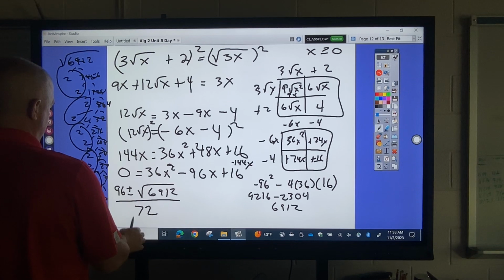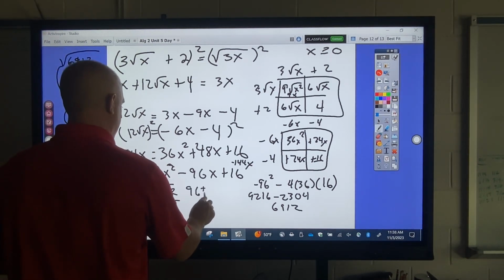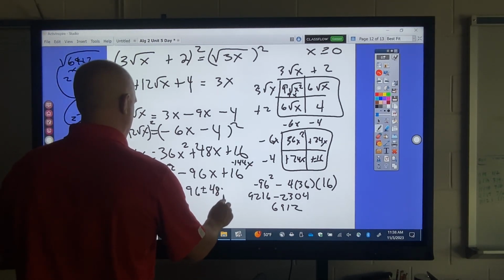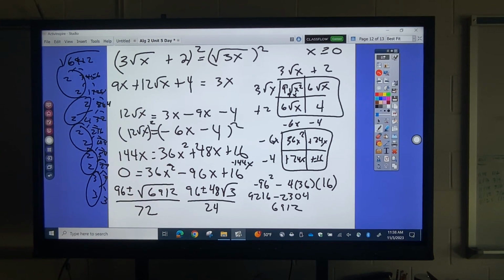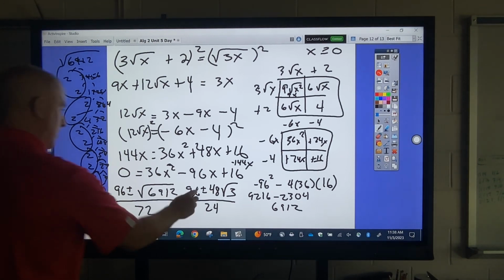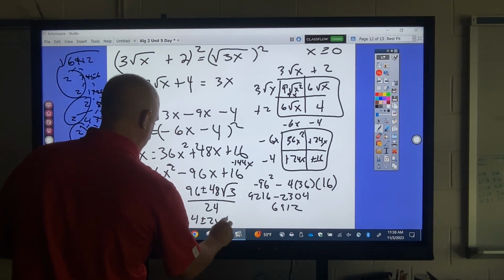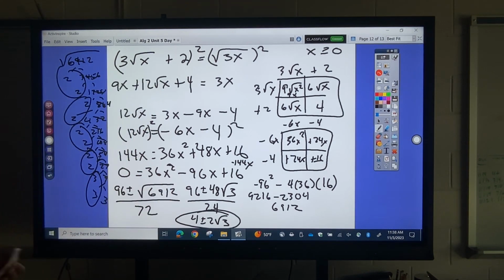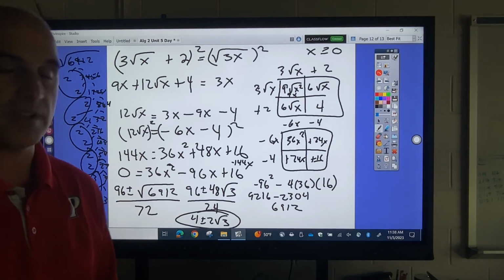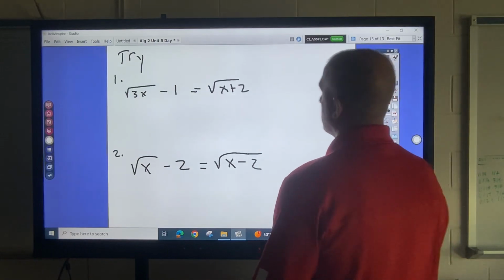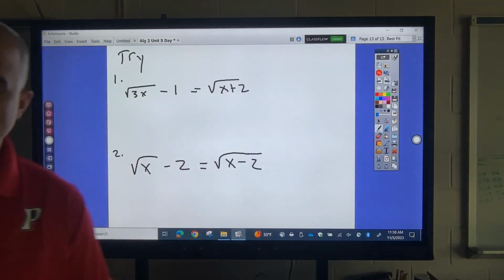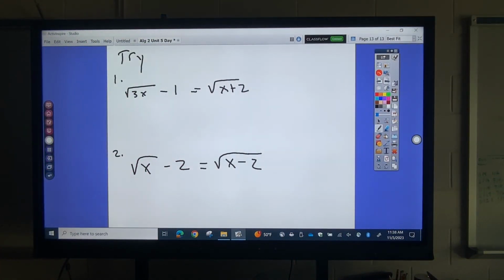Okay, it'll be 96 plus or minus 48 square root of 3 all over 72. I think 24 can go into all those. It is 4, so that'd be 4 plus or minus 2 square root of 3. All right, that would be the answer. That's a really long one, okay? All right, you may want to simplify that with a GCF first, okay? All right, you guys go ahead and practice those, okay? All right, and that is solving equations.